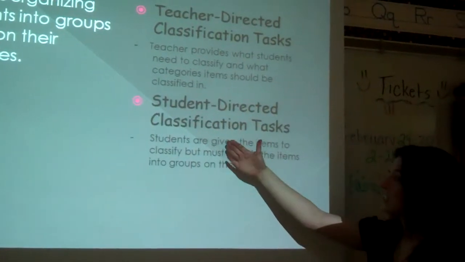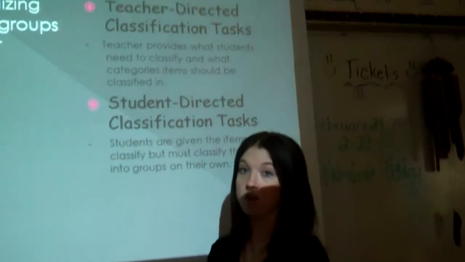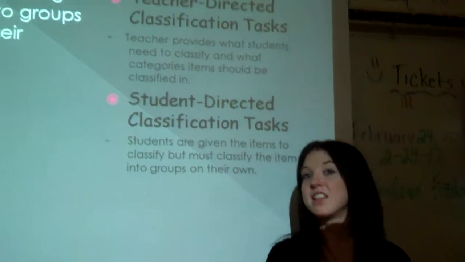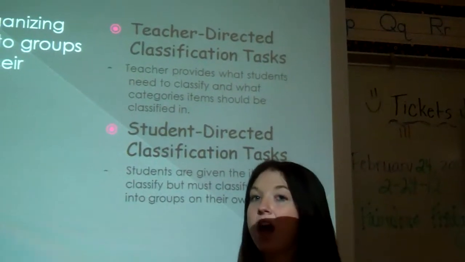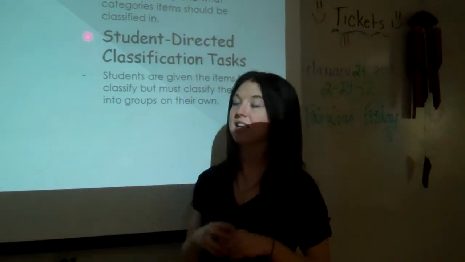A student-directed classification task would be the teacher still can give the items that they sort. She still could give them shapes, but there's different colors, sizes, and shapes, and the students must identify how they're going to sort them. Are they going to sort them by the color, by the shape, by the size?